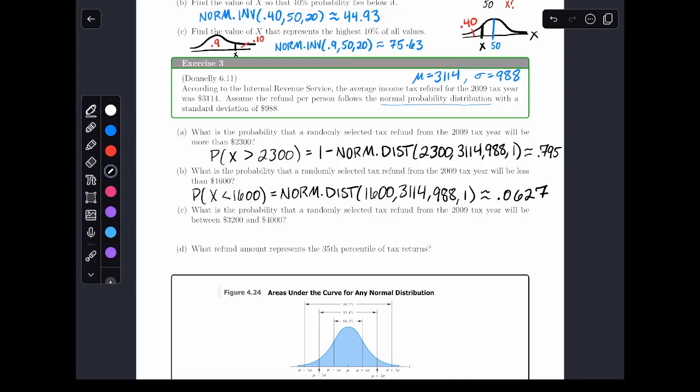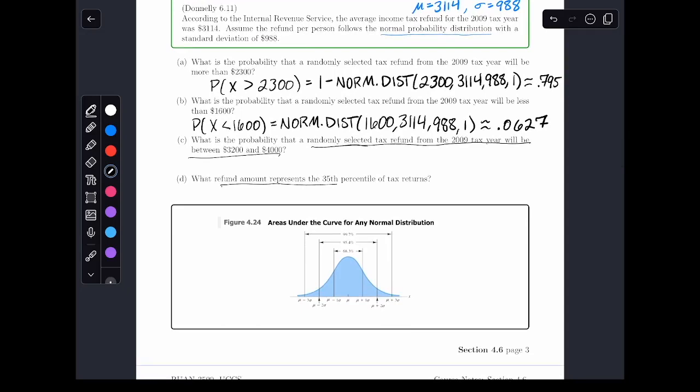And so next, maybe try parts C and D, the solutions are on Canvas, and see if you can use all of these tools to try to find the probability that a randomly selected tax refund is between two values, and to find the refund amount that represents the 75th percentile of tax returns.